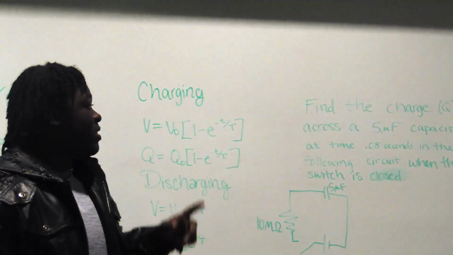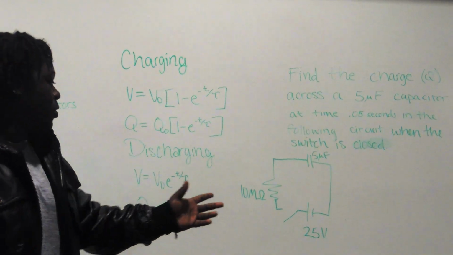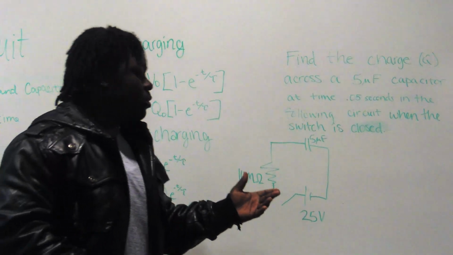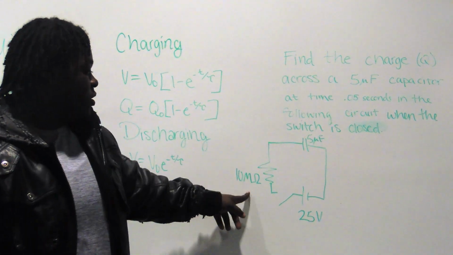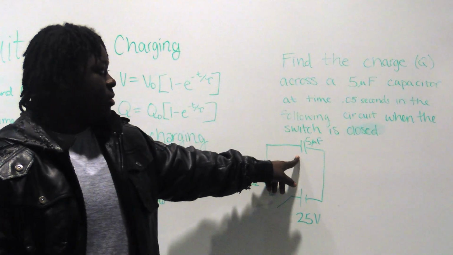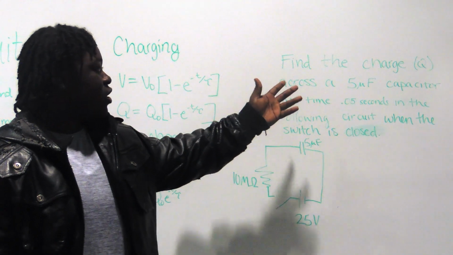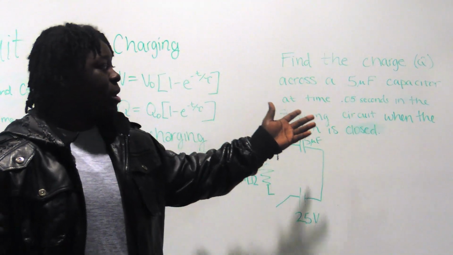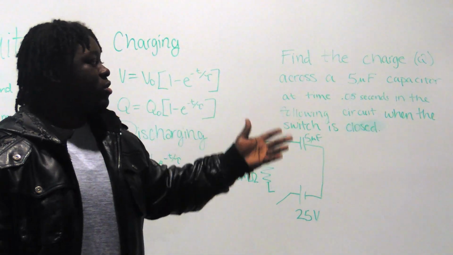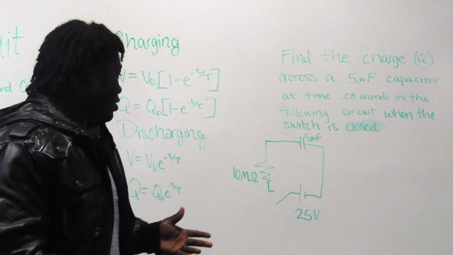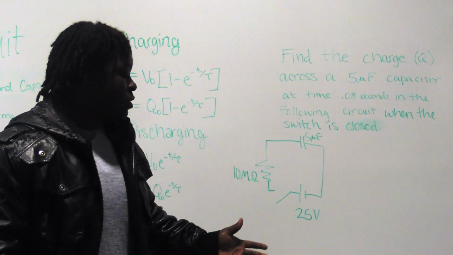Over here we have an example problem. It's a simple problem. We have a first order RC circuit, which just means you have one resistor and one capacitor. The problem is to find the charge Q across a 5 microfarad capacitor at time 0.05 seconds in the following circuit when the switch is closed.